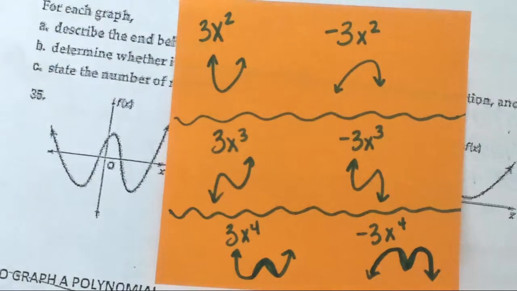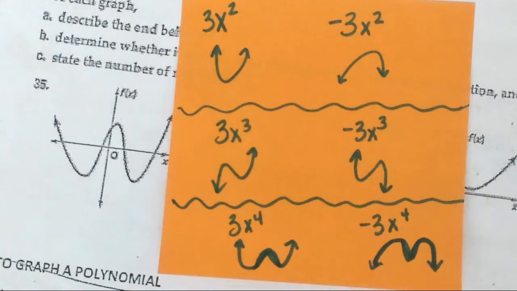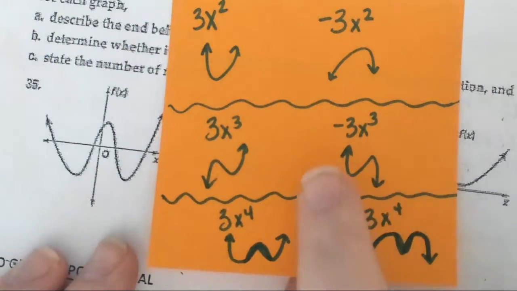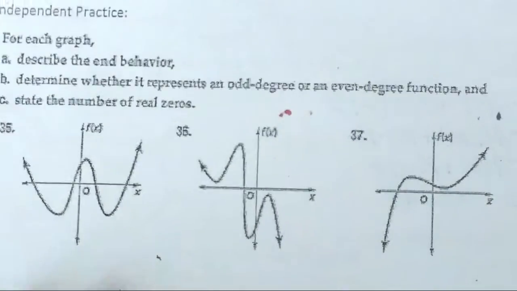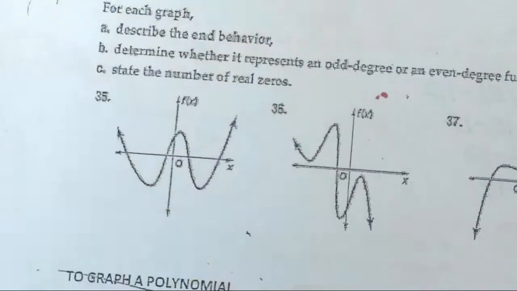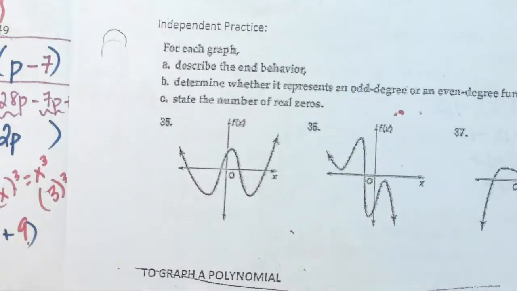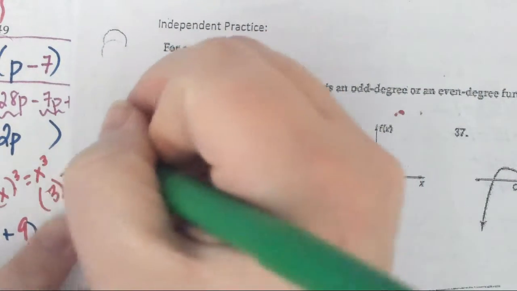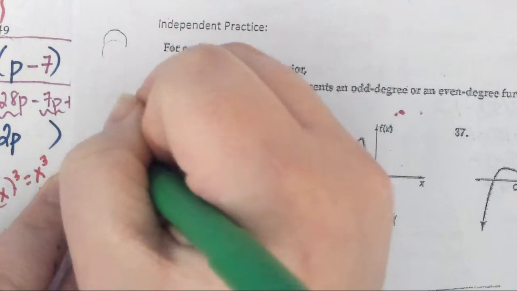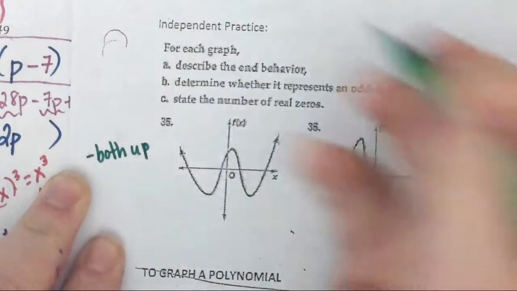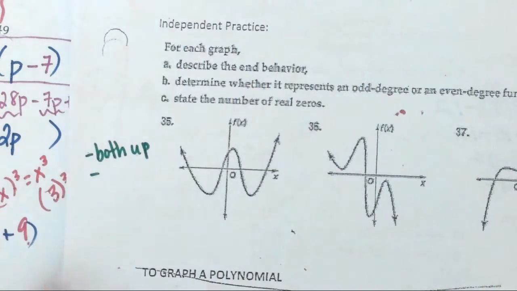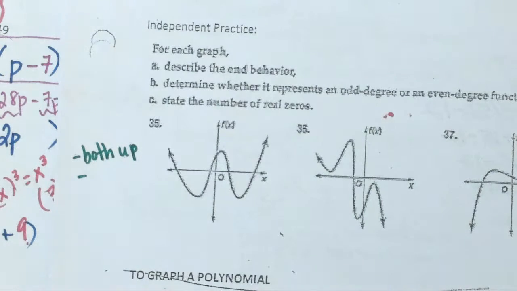Okay, so we're going to practice with 3 really fast, and then I have a couple problems, and then it's work for you, sadly enough. Okay, on 35 here at the top, it says describe the end behavior. So I need to know both ends up, both ends down. Tell me about the end behavior on 35. Both up. And then it says determine if it's an even or odd degree. So on 35, is it even or odd?